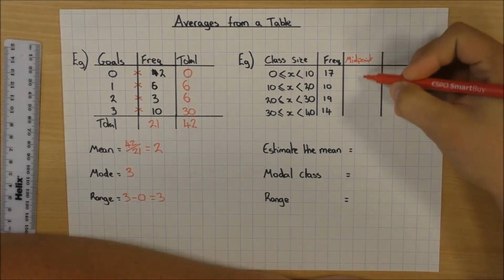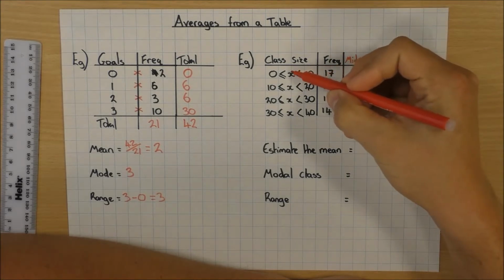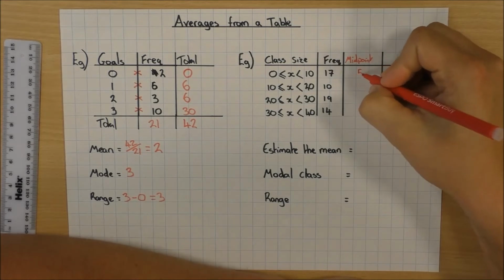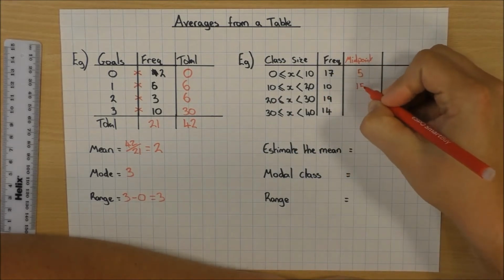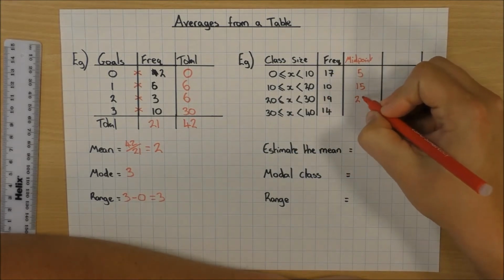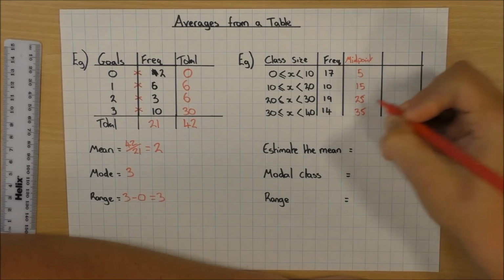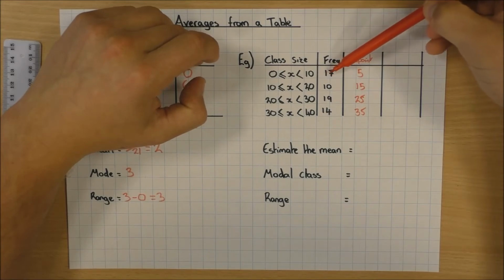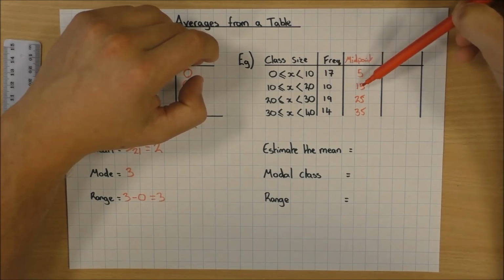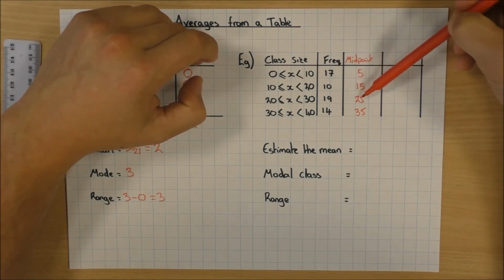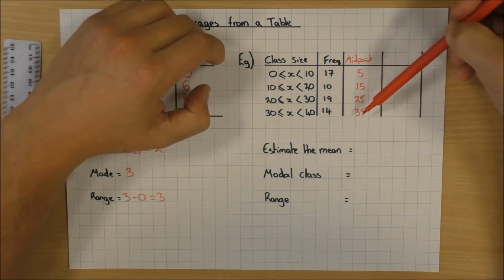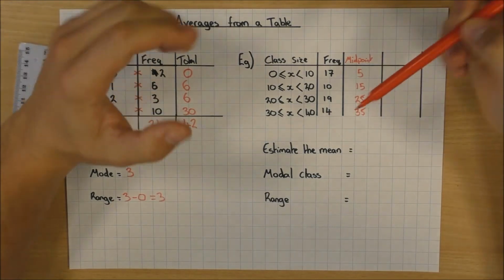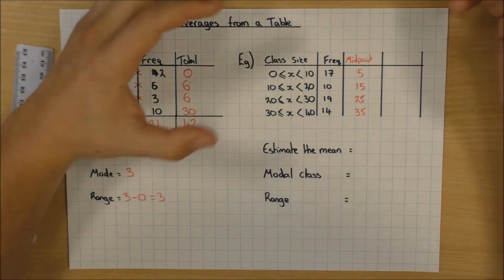Okay, now some people do it as an extra column, some people actually write it in the middle there. Either way, absolutely fine. So the midpoint between 0 and 10 is 5, 10 and 20, 15, and then 25, and then 35. Okay, so I'm going to assume that all these 17 values are all 5, these 10 values are all 15, the 19 values are all 25, and the 14 values are all 35. Obviously, they might be, but I very much doubt it, but that's why it's an estimate. We're having a really good guess at what it could be.